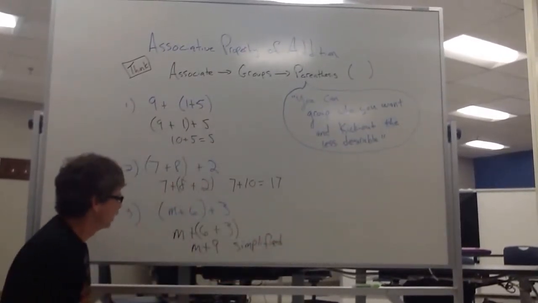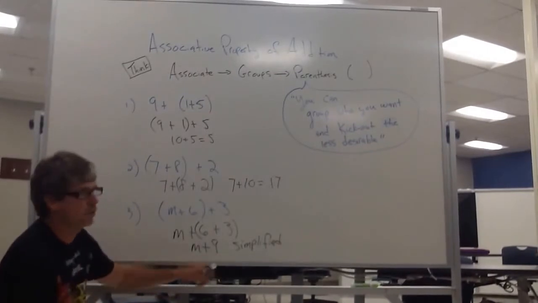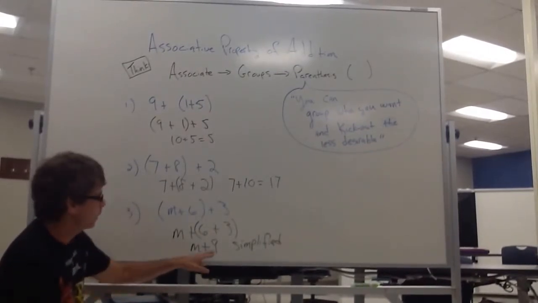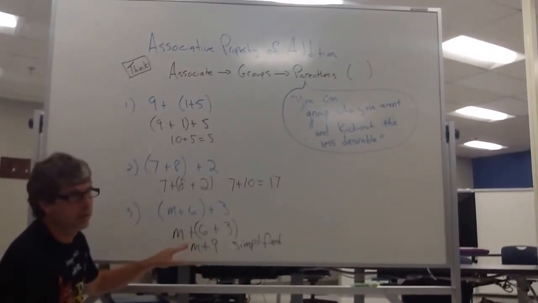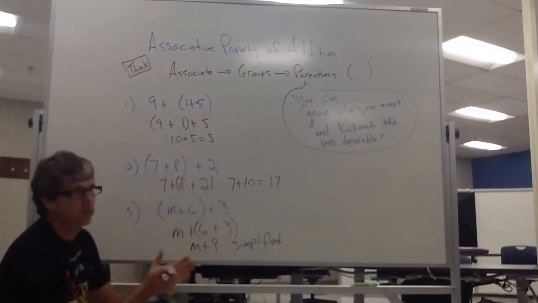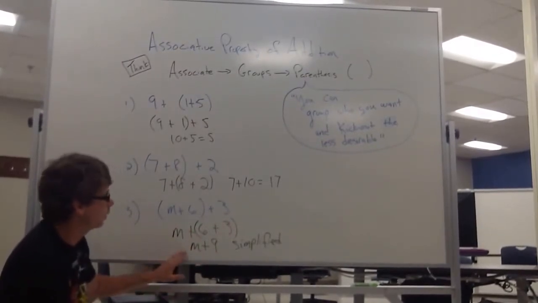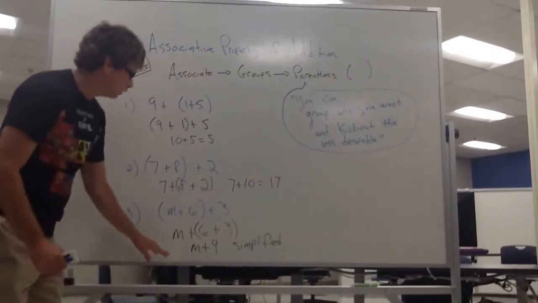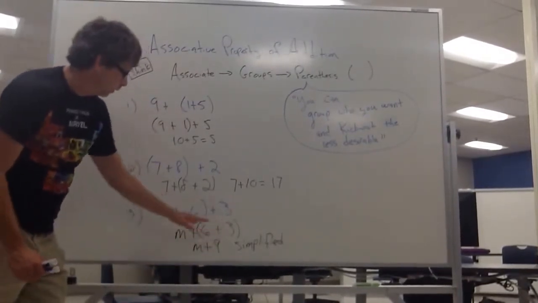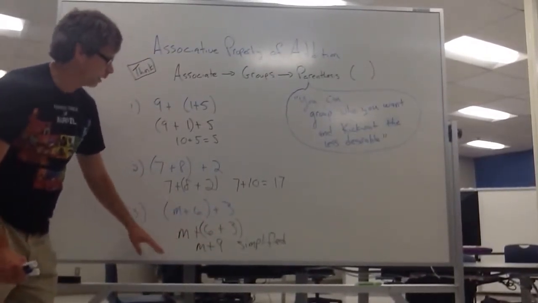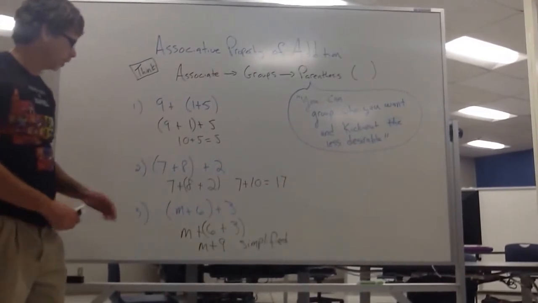So it's simplified. That's like apples and oranges, if you will. An m is an m, a 9 is a bunch of 1s, but an m and a bunch of 1s still don't go together. So that's as far as that one will go. So the associative property is very powerful, especially if we start to use letters and things like that. It allows us to rearrange things to go together.